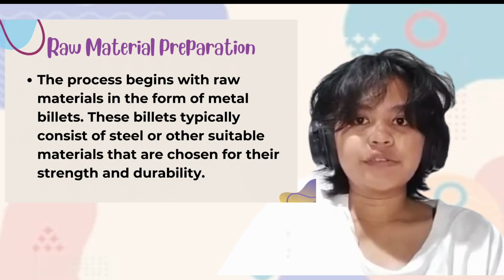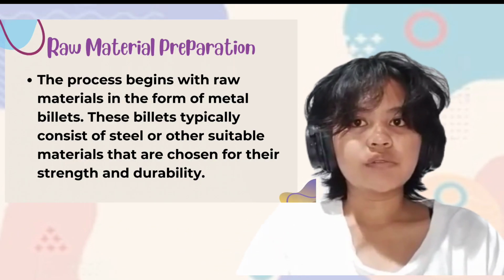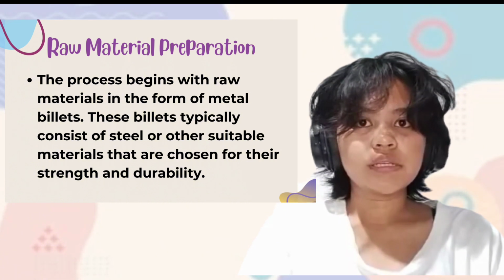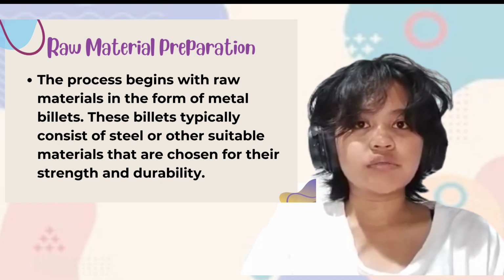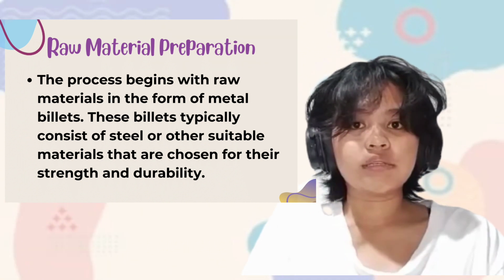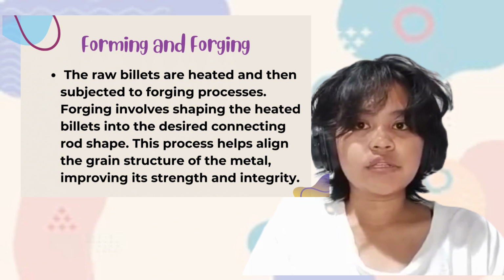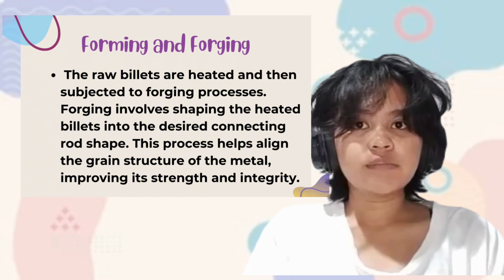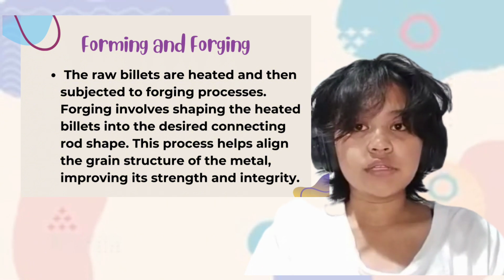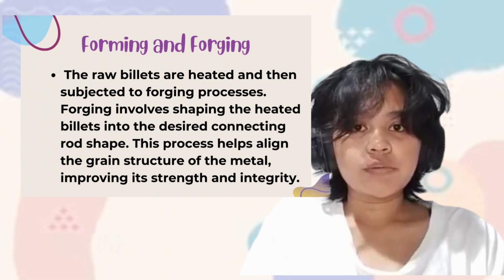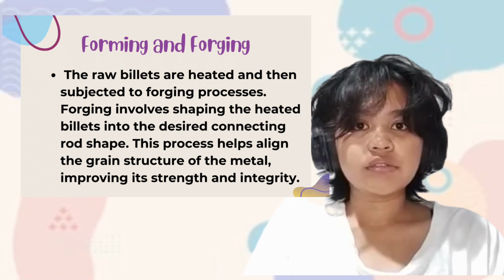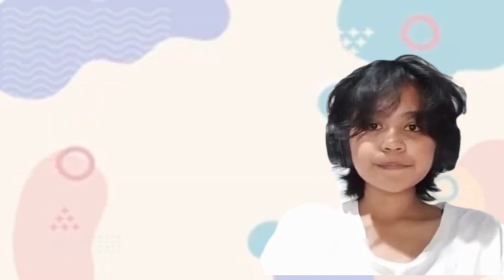Raw material preparation is the first step. The process begins with raw materials in the form of metal billets. These billets typically consist of steel or other suitable materials that are chosen for their strength and durability. Next step is forming and forging. The raw billets are heated, then subjected to the forging process. Forging involves shaping the heated billets into the desired connecting rod shape. This process helps align the grain structure of the metal, improving its strength and integrity.